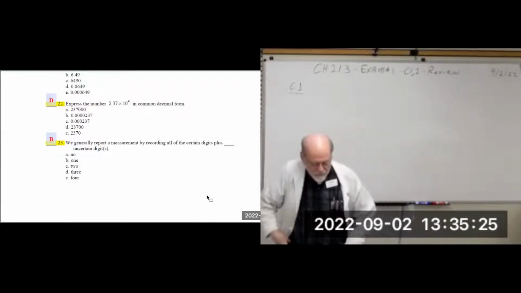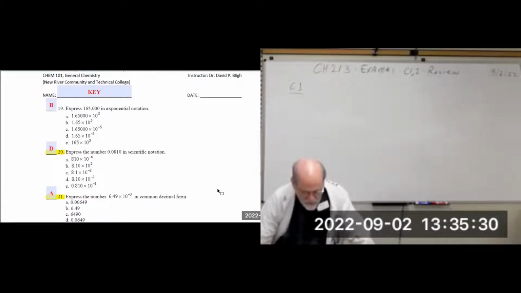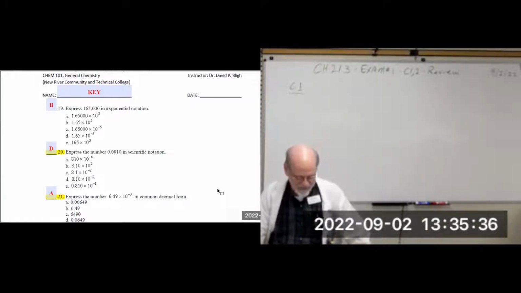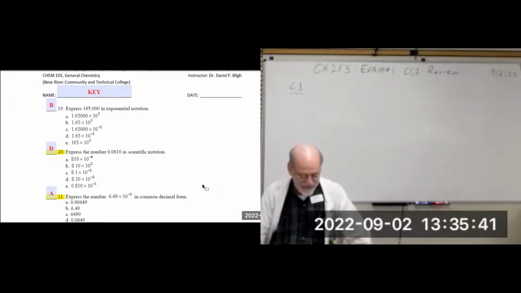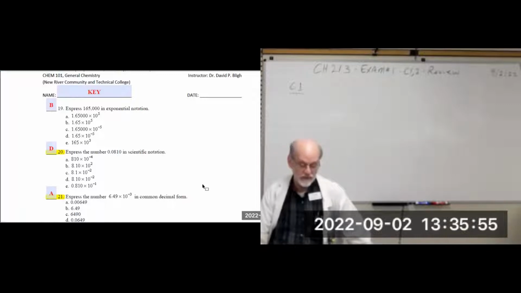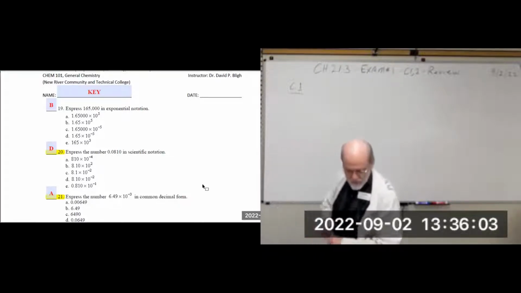On 19, it says express that one number in exponential notation. What's the difference between exponential notation and scientific notation? In your author's minds, authors of the book, there's no difference. But there is a difference. Exponential, you can have any exponent of 10, and the coefficient could be any other number. It doesn't have to be between 1 and 10. In this case, it is the only option you have. Let's see. Let's do it. 165,000.